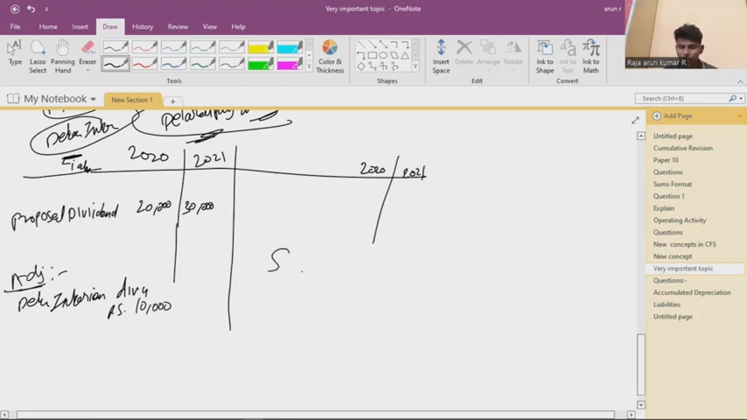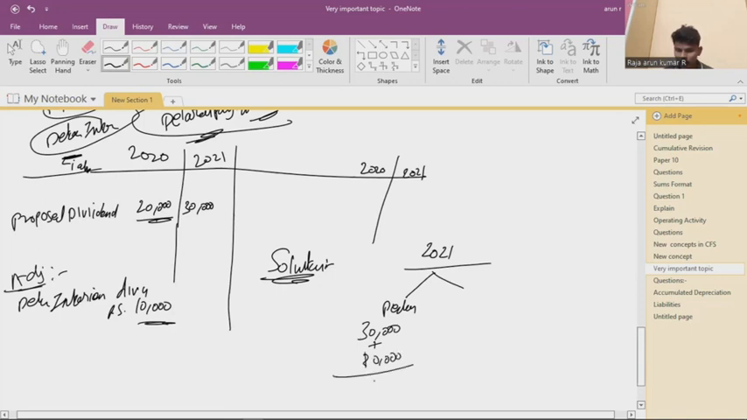In the solution, what do we do? First, for 2021, you take both the declared and the payoff. Declared in the previous year, 2020, will be paid off in 2021: rupees 20,000. What is declared in 2021? Rupees 30,000. Add 10,000 for the interim dividend also declared. Both total 40,000. Then payoff.